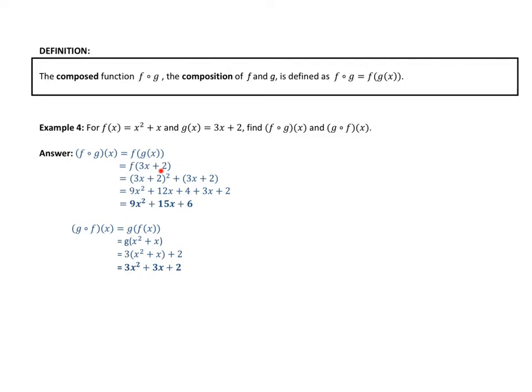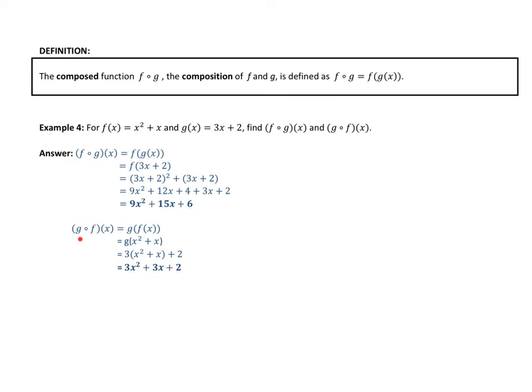So we're replacing all the x's in the f function with 3x plus 2. f of x is x squared plus x, so here's 3x plus 2 squared plus 3x plus 2. Now simplify. Multiply out the 3x plus 2 squared, which gives us 9x squared plus 12x plus 4, and then we have the plus 3x plus 2. Combine like terms, the 12x and the 3x, and we get 9x squared plus 15x plus 6.